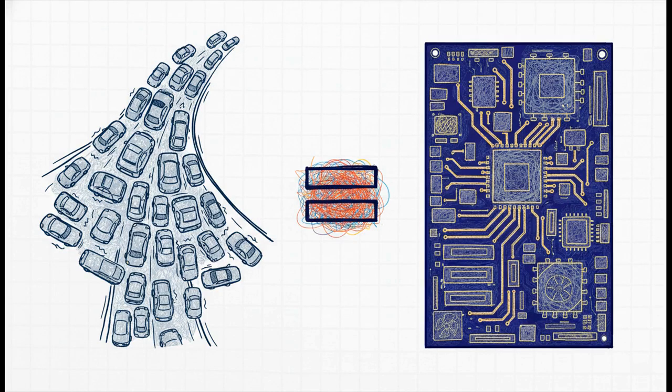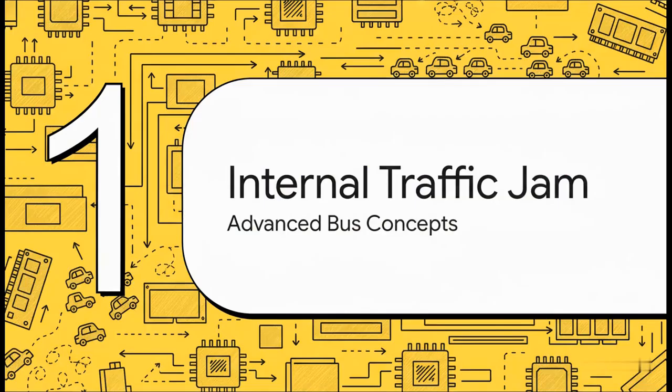of every day. See, deep inside your computer, there's a shared information highway, and we call it a bus. And here's the problem. You've got all these different parts of your computer that need to use that same highway, often at the exact same time. And that right there is the recipe for a digital traffic jam.